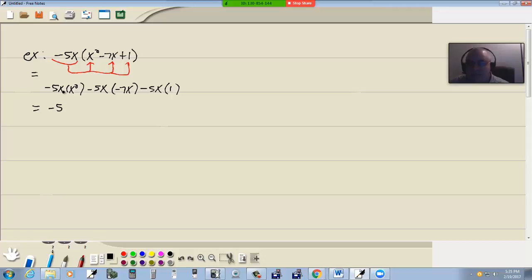So that gives us negative 5x times x squared is x to the third. Negative 5 times negative 7 is 35. And x times x is x squared. Minus 5x times 1 is 5x. And that'd be our answer.